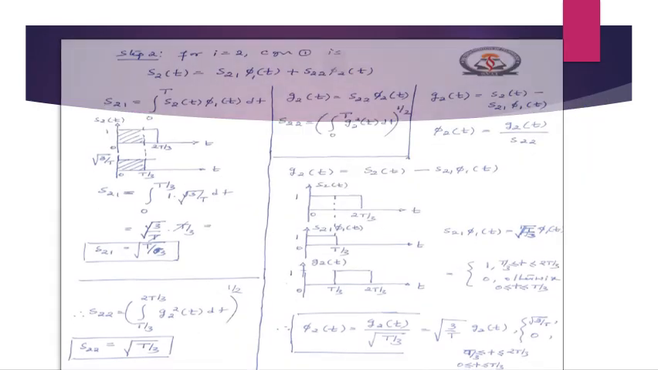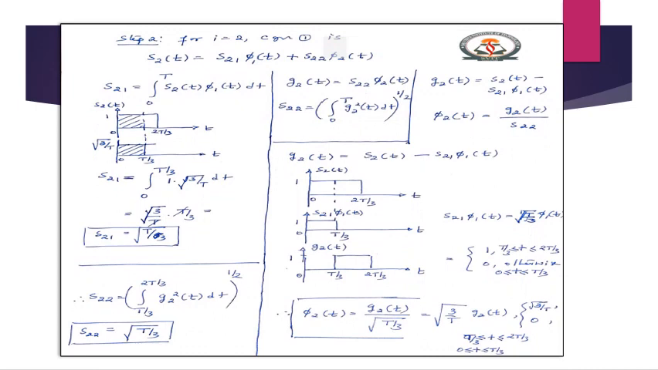And step 2 is, let us substitute i equals 2 in equation 1 in the previous slide. That is, it will be written as S2 of t equals S21 into phi1 of t plus S22 into phi2 of t. So now we should find out S21, S22 and also phi1 of t and phi2 of t, as here the values of i and j will be different. So let us solve for S21.